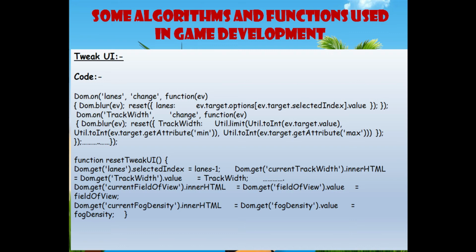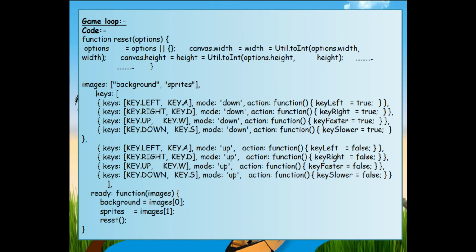Here, we have used dom.on for taking user input values. The function of reset Quick UI is to reset and change the values of Quick UI in the GUI dialog box. Then this is the code for the game loop. Here the function of reset options is to reset the canvas width, height, resolution, etc.